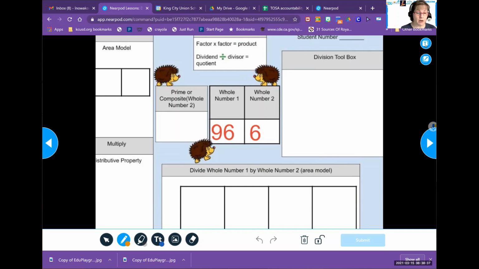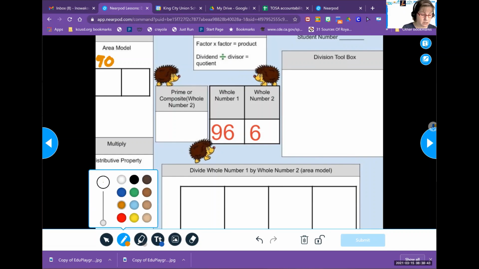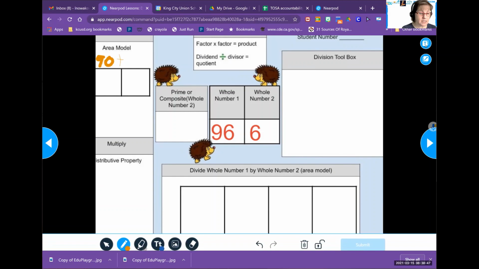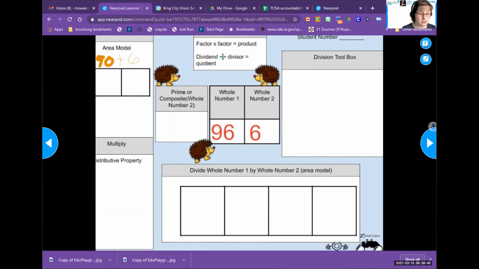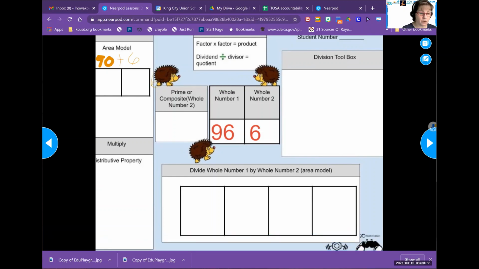So we talk about, okay, how do you decompose this number? Okay, so it's 90. Ooh, that is super fat there, isn't it? Let's go a little skinnier. And then I always have them put the plus sign and 6, and then it's the whole number 6. I normally put it over here, but I'm just going to put it over here for now because I ran out of space.